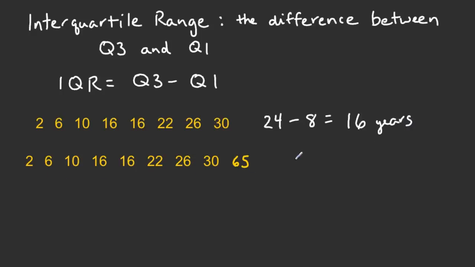And in the second set of data, the bottom quartile stays the same. It's still 8. But the upper quartile goes a little bit higher to 28 because now we're taking the average between 26 and 30 instead of between 22 and 26. So the interquartile range is now 20 years. So it does go up. After all, the spread is larger, but there would need to be more pieces of data with larger values like the 65 for it to jump as high as the range does.